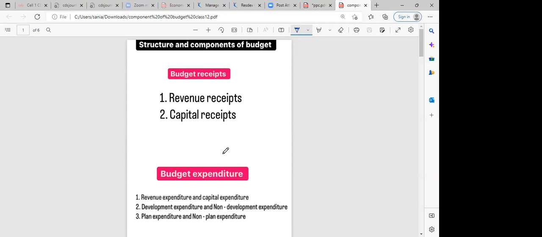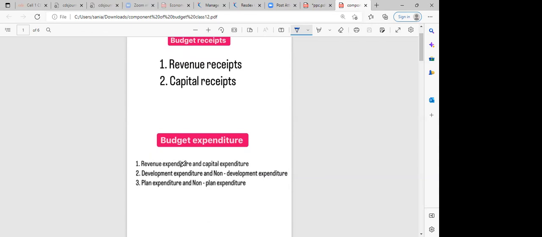If I ask you what the components of budget are, you will say, ma'am, there are two components. In budget, we do two things, one receipt and one expenditure. Receipt is of two types, revenue and capital. And expenditure is of three types: revenue expenditure and capital expenditure, development expenditure and non-development expenditure, plan expenditure and non-plan expenditure. Clear, everyone?